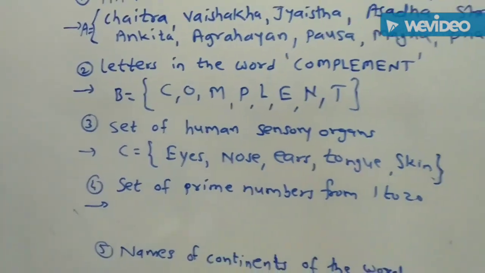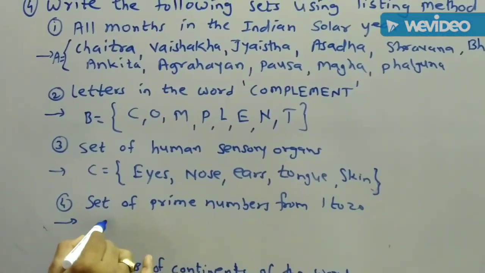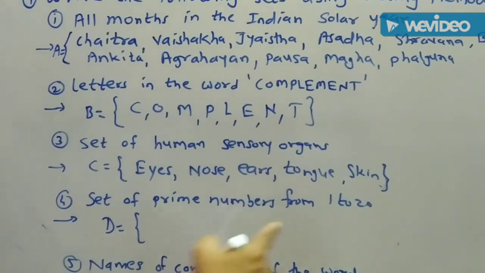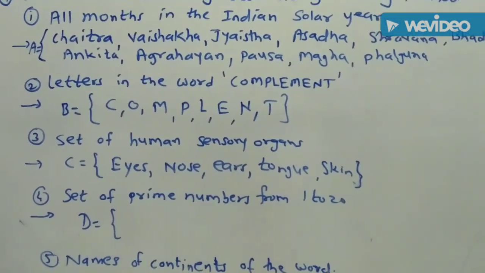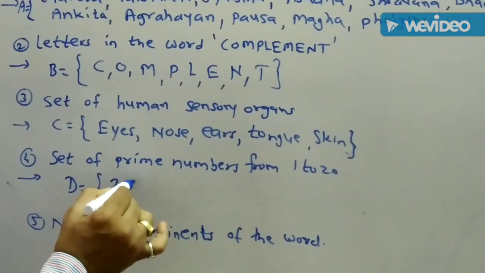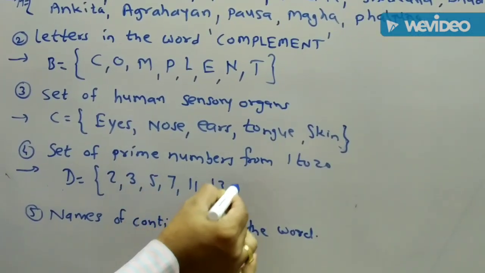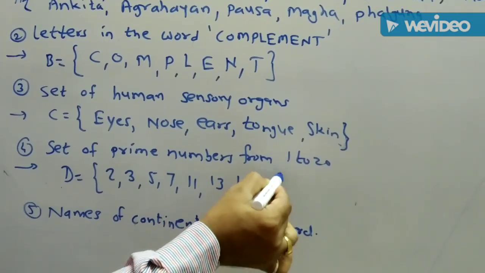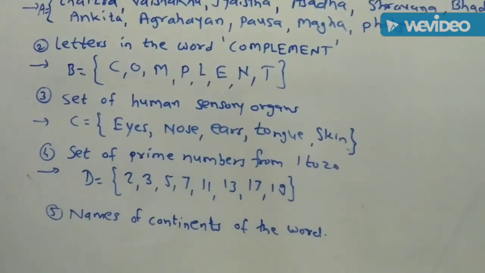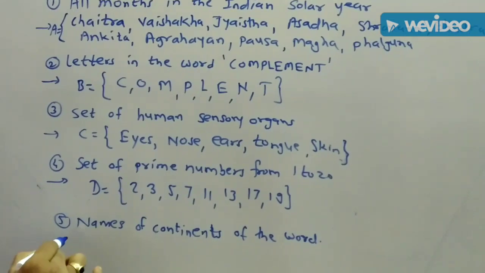Then the set of all the prime numbers from 1 to 20. Write the prime numbers, that is 2, 3, 5, 7, 11, 13, 17, and 19. These are the prime numbers from 1 to 20.